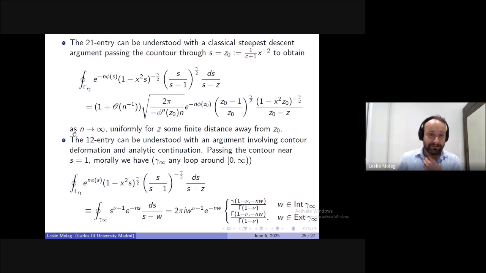direction of steepest descent is parallel to the real line, and somehow it doesn't work. You can't pass the contour through this. Well, you can pass it through this, but you just can't apply steepest descent arguments. So there we have to do something a little bit more complicated. But essentially, what we can do is the following. We can pass the contour through 1, and then use that phi as a conformal map around 1 and kind of invert it.